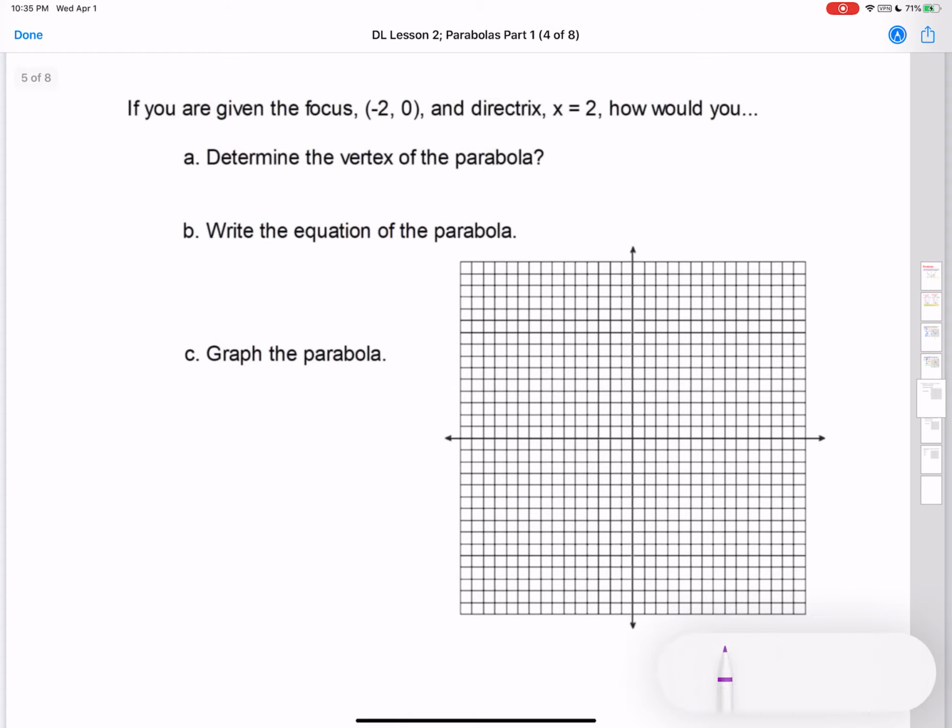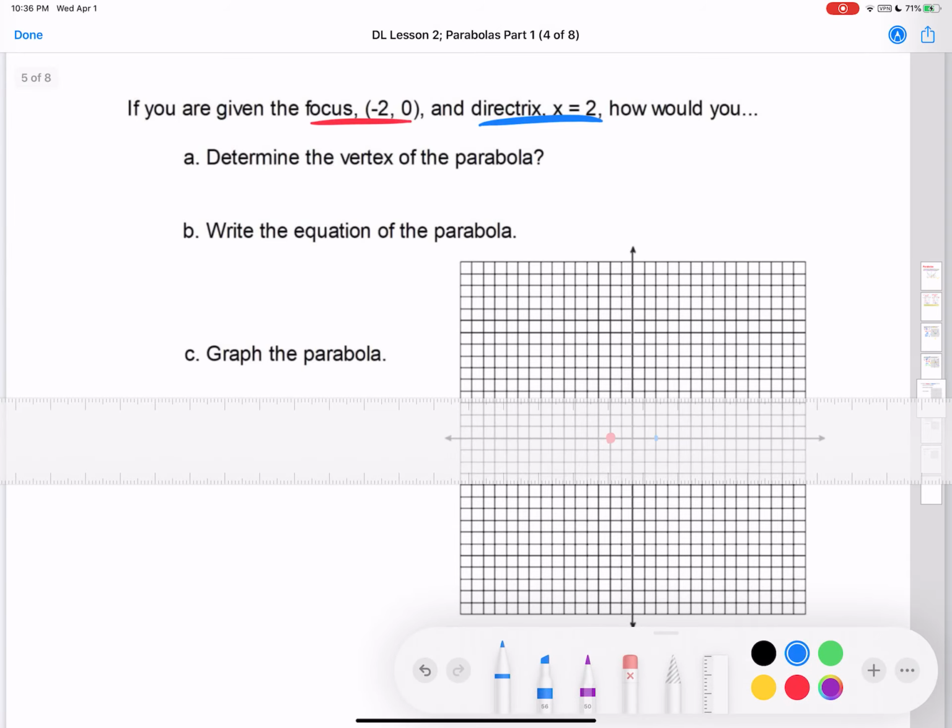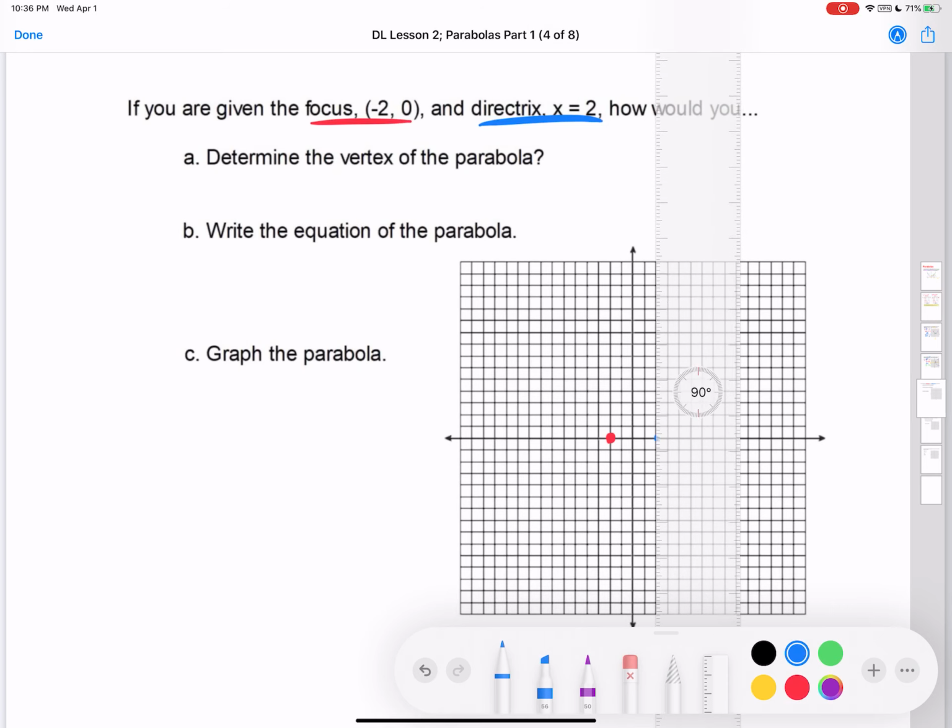So the first thing that I know is that they gave me the focus. So I'm going to graph that focus. That focus is right over here, -2, 0. They also told me what the directrix is. And the directrix is x is equal to 2. Well, if it's x is equal to 2, that's right over here. And that means it has to go through that point. So I'm going to go ahead and draw a straight line so that it goes through that point, which means that line should be going up and down.